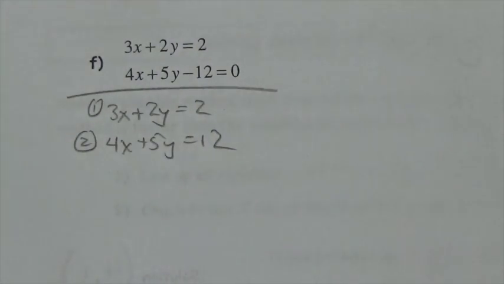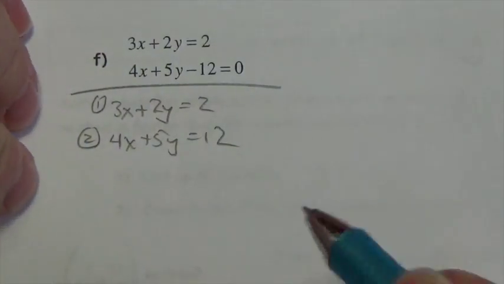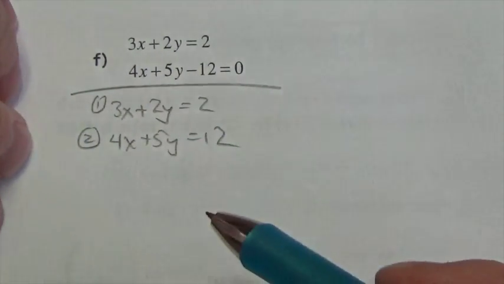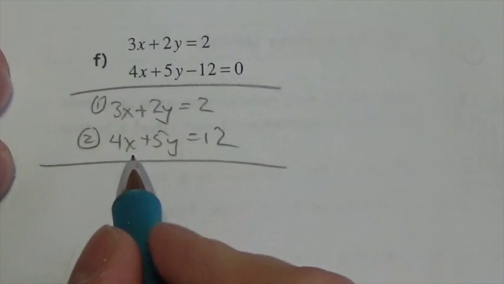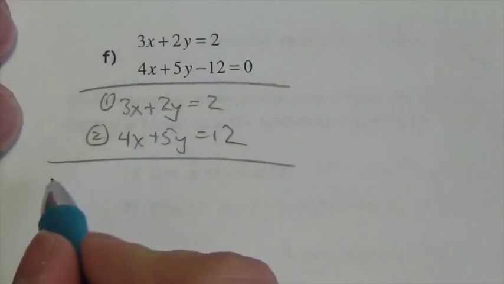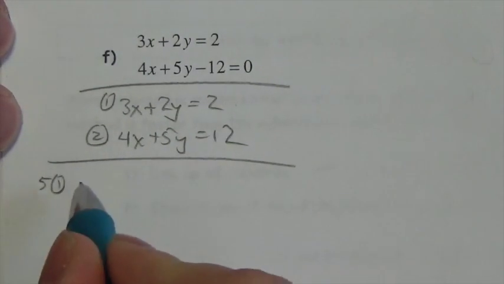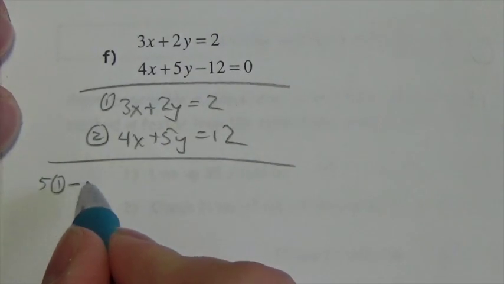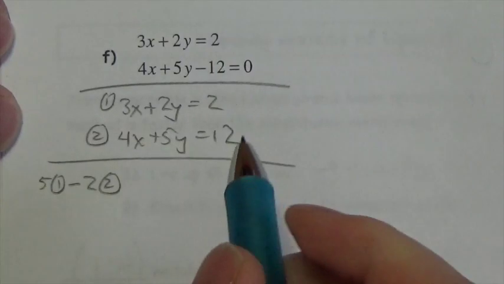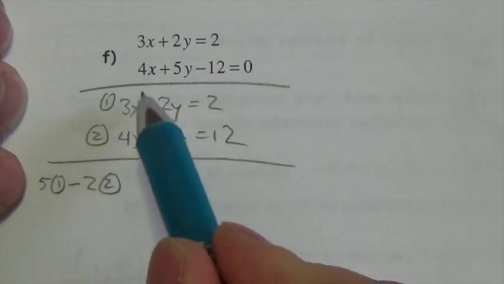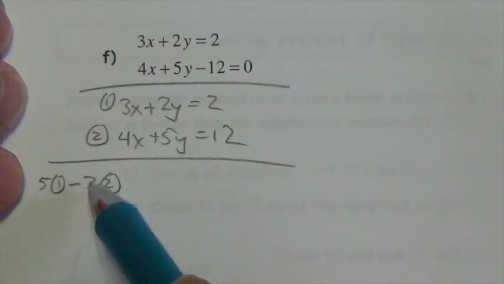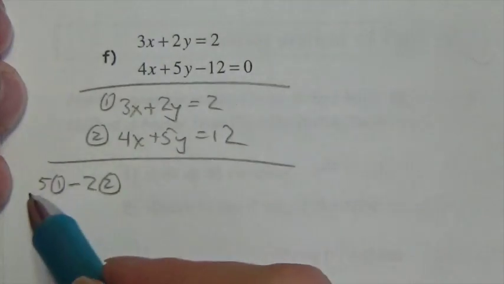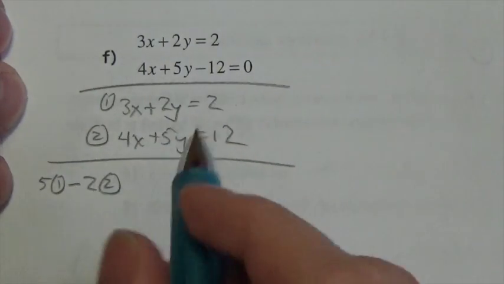Now, there is very little relationship between these coefficients here. I basically have to just choose a variable to get rid of. And I recognize that a lot of people are going to choose to get rid of the y here. So to do that, I'm going to multiply 5 by equation 1. And because the coefficients here have the same sign, I'm going to subtract 2 times equation 2. So 5 times 3 is 15. 2 times 4 is 8. 15 minus 8 is 7.